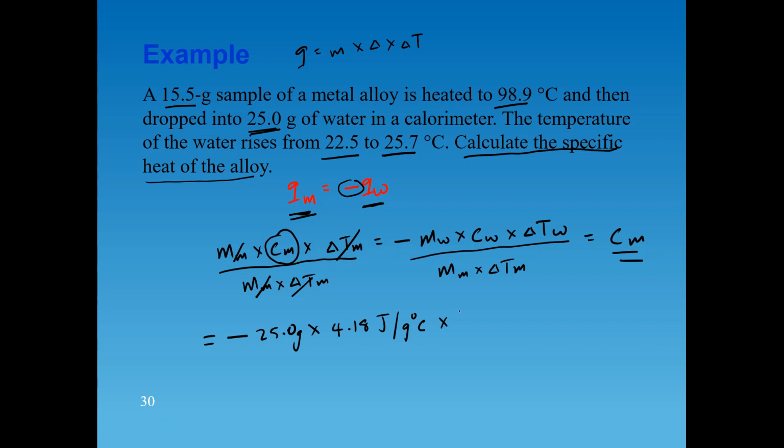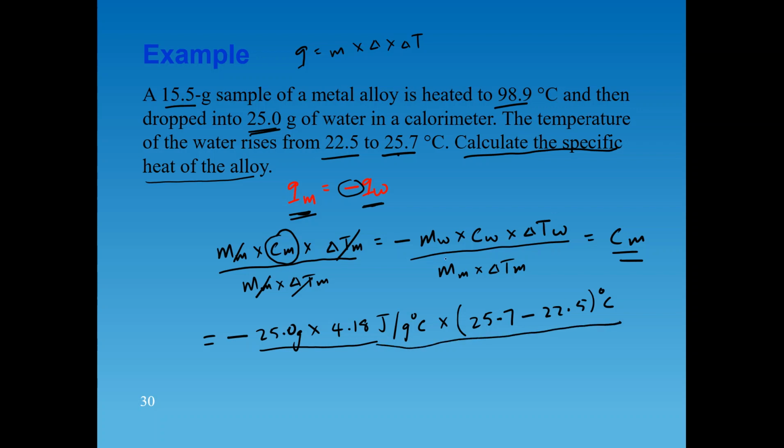Multiplied by the change in temperature of the water. So what's the change in temperature of the water? It's the final temperature, which is 25.7, minus the initial temperature, which is 22.5. So we're going to put that in parentheses here. It's 25.7 minus 22.5 degrees Celsius, all right? So that takes care of everything in the numerator part of this setup.